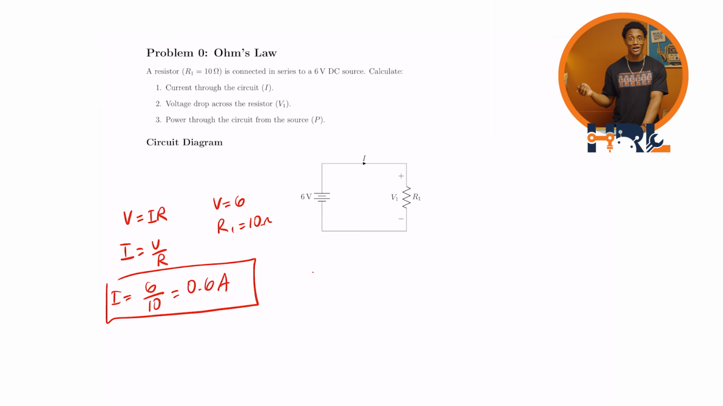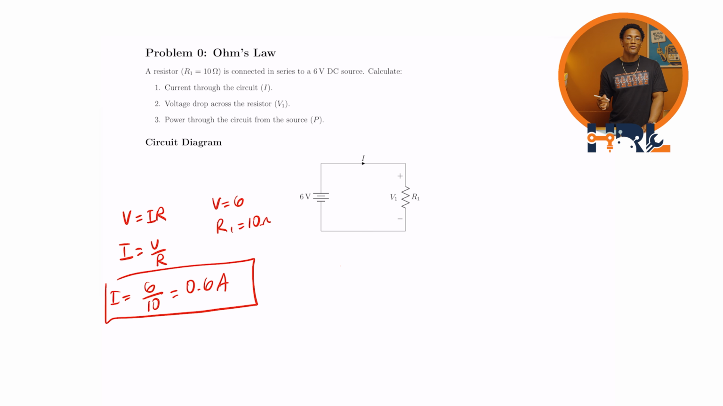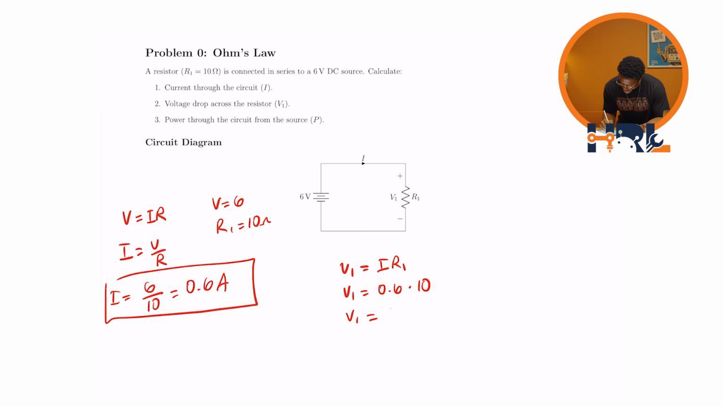Very nice, strong start. Now we want to figure out what the voltage drop through the resistor is, or V1. So V1 is equal to I times R1, given by Ohm's law, as always. So we have V1 is equal to 0.6 times 10. So V1 is 6 volts. So the voltage drop through the resistor is 6 volts. And that makes sense because the resistor is the only thing getting voltage in that circuit.